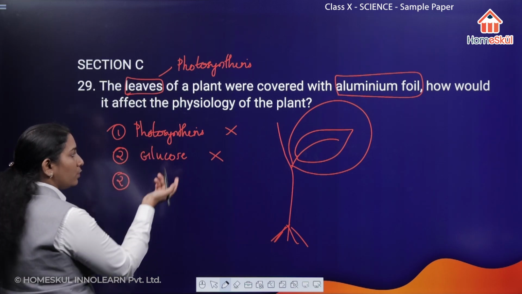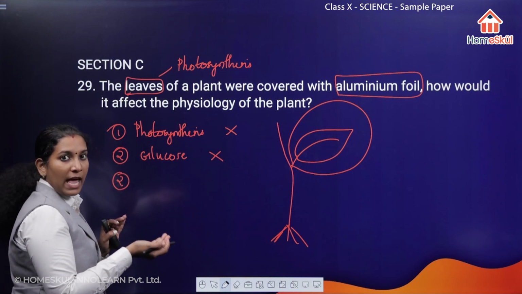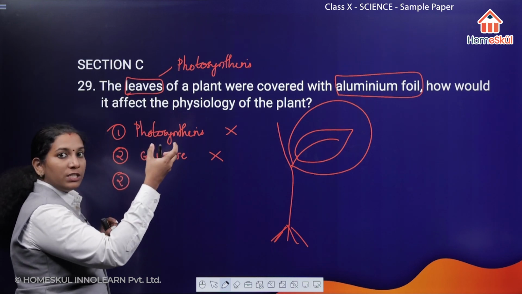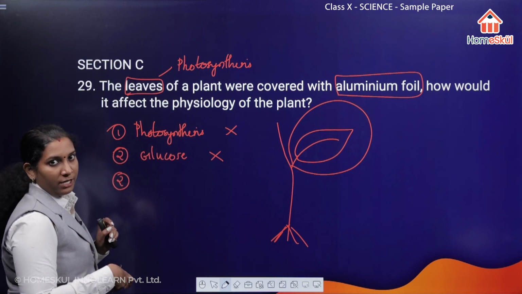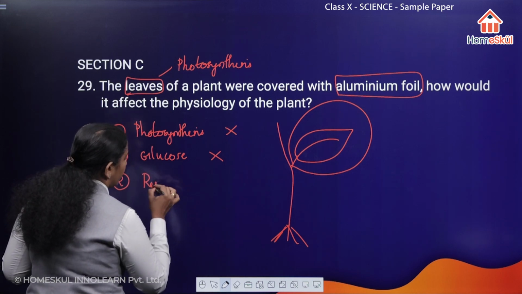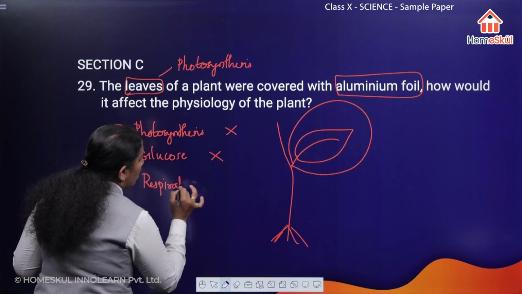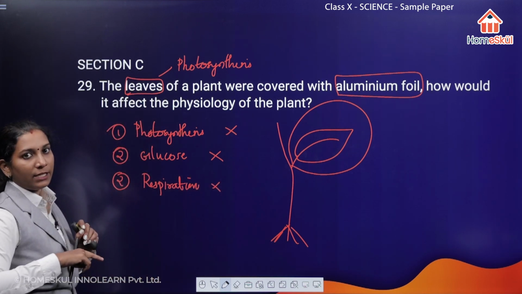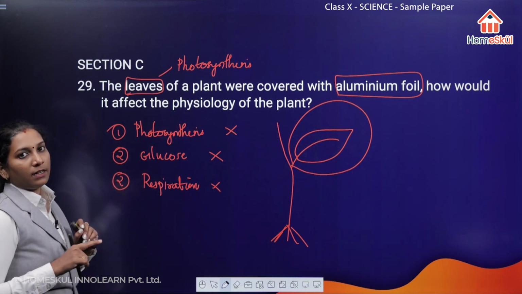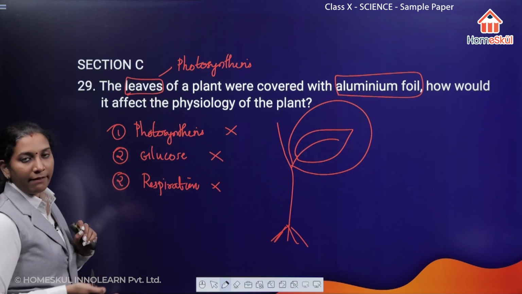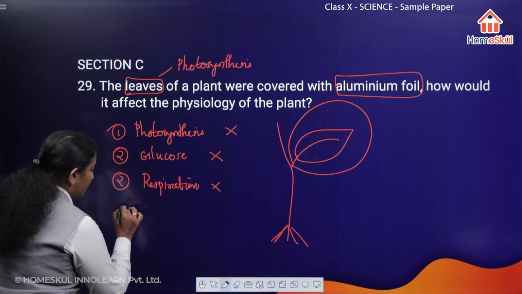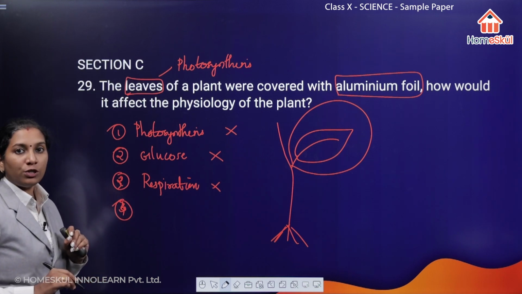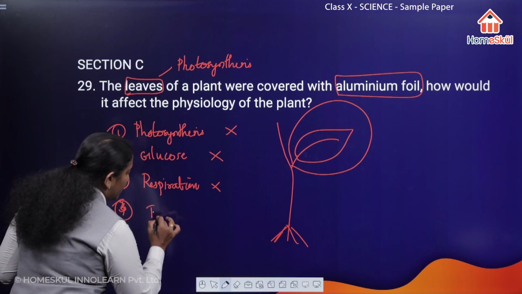As photosynthesis does not occur, glucose is not produced, and oxygen gas, which is evolved as a result of photosynthesis, is also affected. The plant can utilize that oxygen for respiration, so respiration is also getting hindered. It cannot utilize enough oxygen, and it cannot release the correct amount of carbon dioxide to the environment. Then what will happen? Transpiration is also a process related to plants.